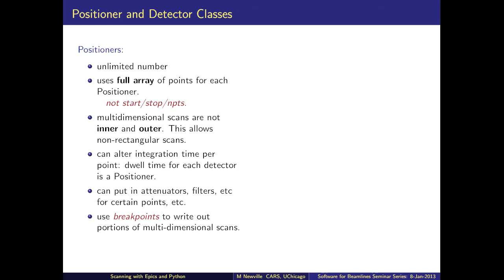You can make complex trajectories. Again, this is only for step scanning, but this can be adapted for slew scanning also. And with this way, you can also alter the integration time per point. This isn't done in lots of fields, but for the XRF data I collect, we do this all the time. So I want time to be a positioner that has variable values. You can also put in attenuators, filters, and so on at certain breakpoints, and you can write out the breakpoints to write the multidimensional data.